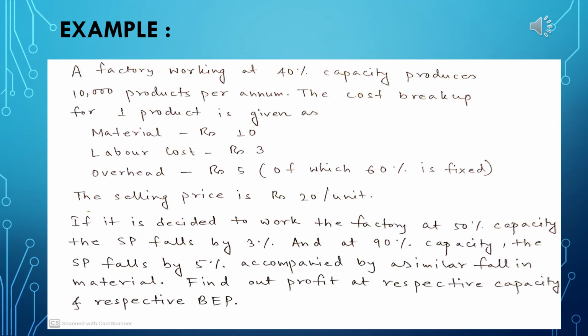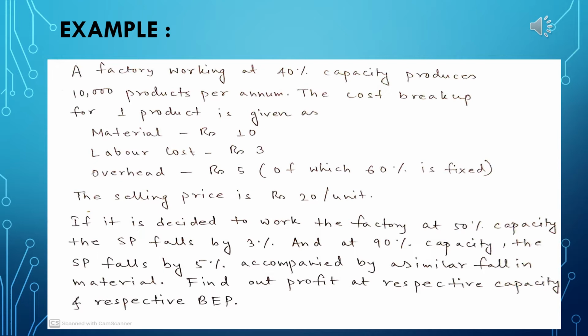Let us take into consideration a few mathematical examples of the concept of break-even point. Here in this example it has been said a factory working at 40% capacity produces 10,000 units per annum. The cost breakup for one product is given as material rupees 10 per unit, labor cost rupees 3 per unit, overhead at rupees 5 per unit, and it has also been mentioned that 60% of the overhead of rupees 5 is fixed overhead, and the selling price is at rupees 20 per unit.